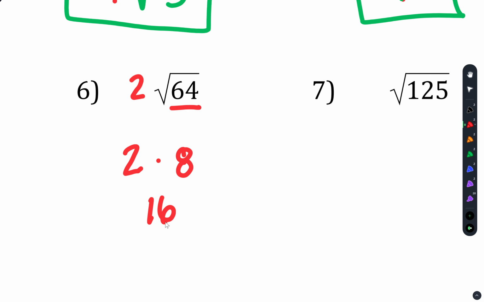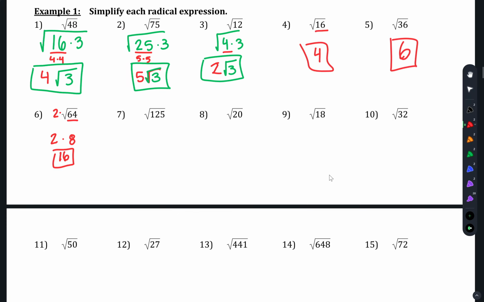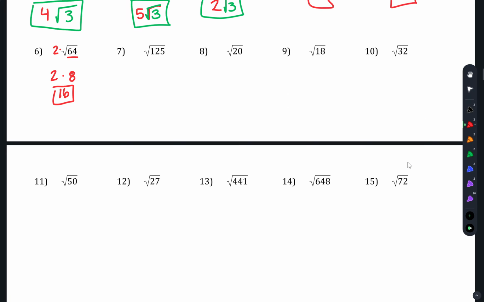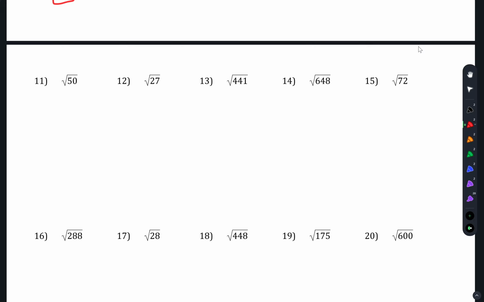So I changed that problem up a little bit. I put a 2 in the front there, but there will be problems like that. Any numbers in the front of your radical are just multiplication. So if the square root of 64 becomes 8, this is now 2 times 8 to get 16. Does that make sense? I'm going to show you 2 more on the next page. I'm going to save these 4 for you, so you will have to do those 4 for homework. Let's look at the next page. I got 2 more I want to show you that are a little bit special.